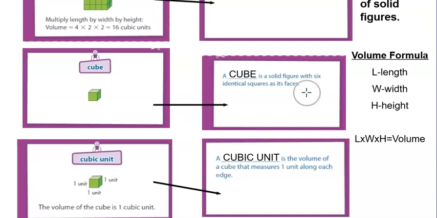You'll see that formula over here on the side. The formula for volume is going to be length times width times height. L represents length, W represents width, and H represents height. We take that length along the bottom times the width, which is that side length, and then the height, which is how tall. And that gives us our volume.